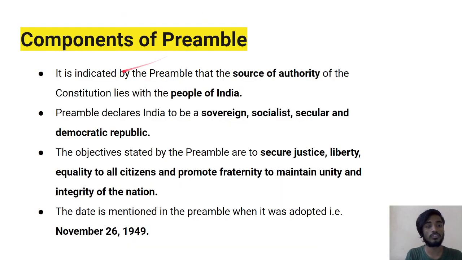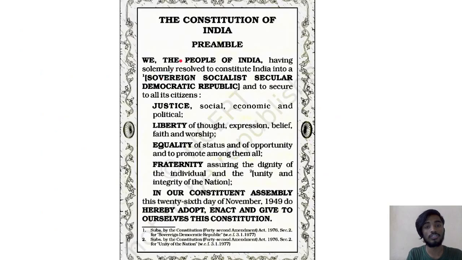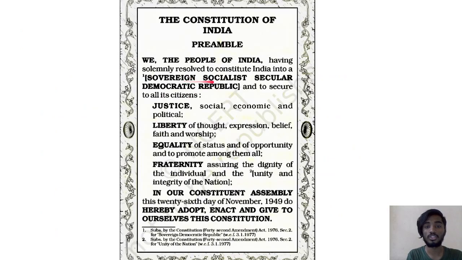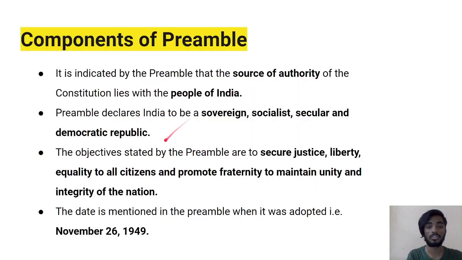And what are the components of the preamble? The preamble indicates the source of authority. The source of authority is the people of India. We the people of India. And do remember that the American Constitution is the first constitution in the world to start with a preamble. So we are inspired by America to introduce a preamble in our Indian Constitution. So it is indicated by the preamble that the source of authority of the Indian Constitution lies with the people of India. The preamble declares India to be a sovereign, socialist, secular, and democratic republic.